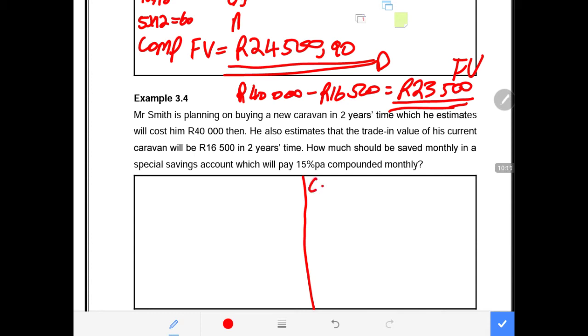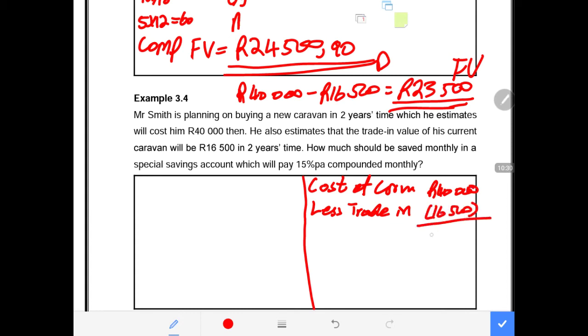Then we have the cost of the caravan. Cost of the caravan, it is 40,000 rands, less trade-in value. The trade-in value is 16,500. Then the amount that he needs is 23,500. This is how much he needs in the future. The amount that is required.